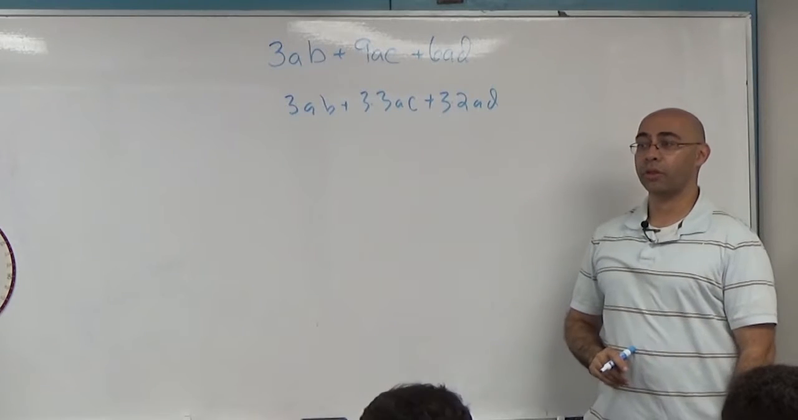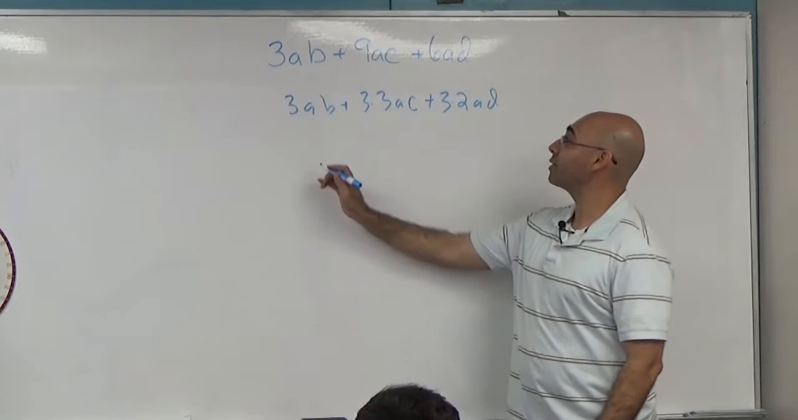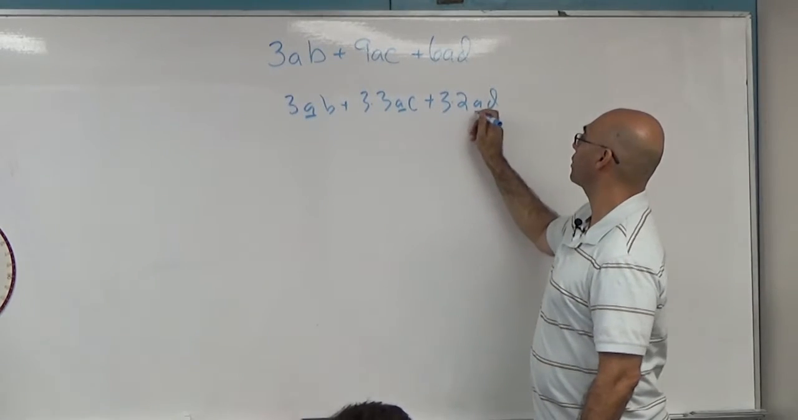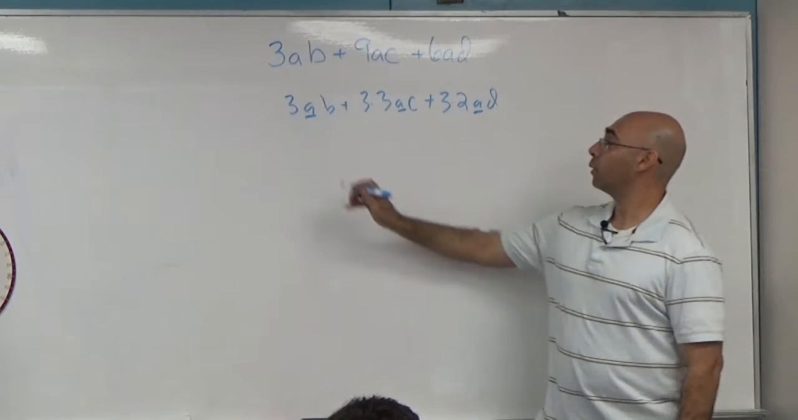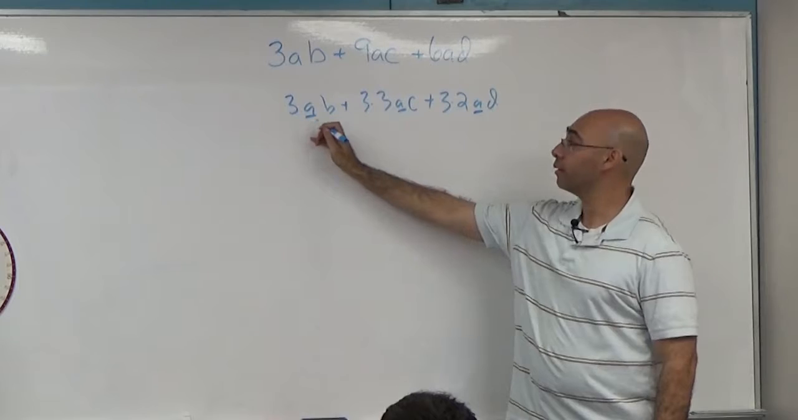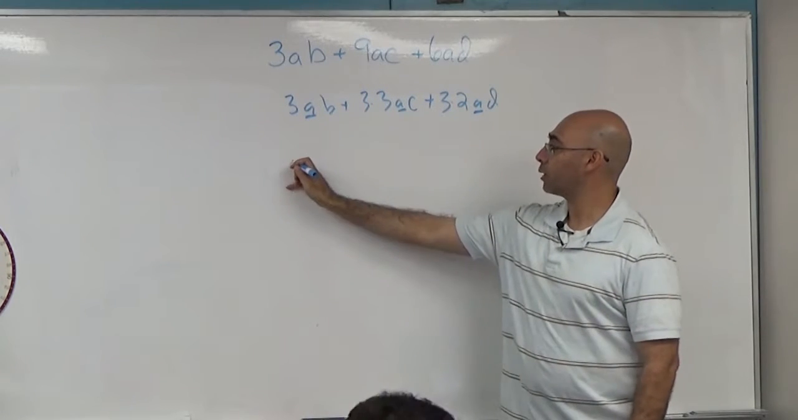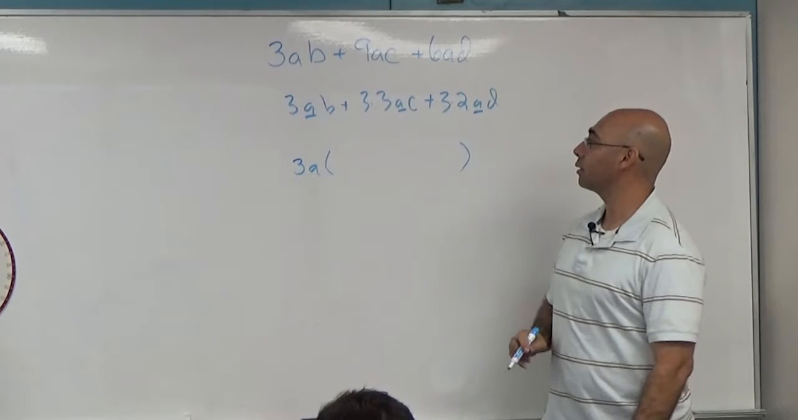What else do you notice in all 3 of these things? They all have a's in them. This has an a, this has an a, and this has an a. So guess what I pull out for all these guys? I pull out the 3 and the a. The 3 and the a, the 3 and the a. Everything else is in parentheses.